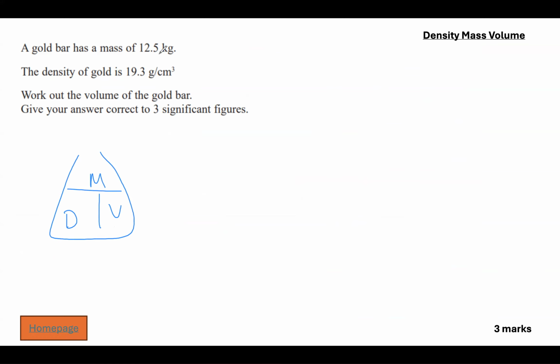And again, whatever bits of information you have, do put it into your formula triangle. So, gold bar has a mass of 2.5 kg. The density of the gold is 19.3 grams per cubic centimeters. Now, this is where it's very, very sneaky because we have kgs here, but we have grams over there. So I'm going to convert the kg into grams by multiplying by 1,000.